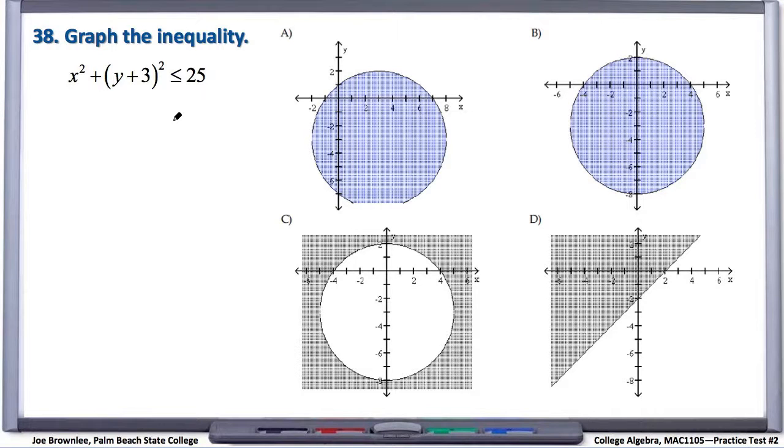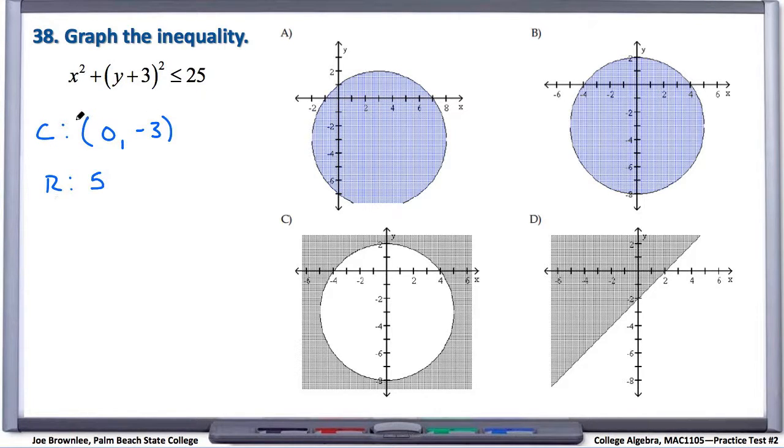All right, number 38, graph the inequality, and we've been given x squared plus quantity y plus 3 squared is less than or equal to 25. And hopefully this looks familiar to you from our last test where we learned about the center radius form of a circle. And we can clearly see that we have a circle here whose center is at the point 0, -3. And the radius of this circle is 5.